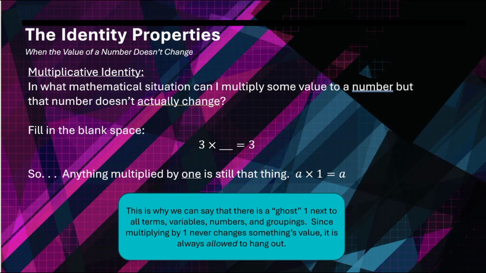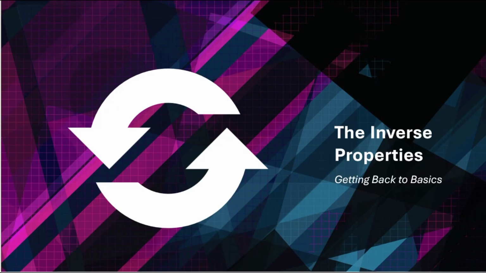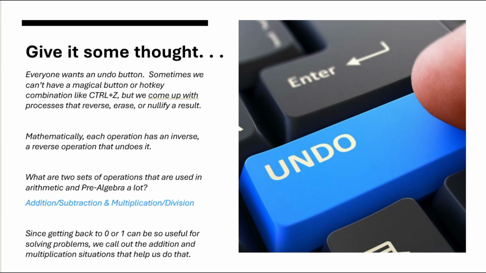All right, let's move on to the inverse properties, or what I call getting back to basics. So if the identity properties were all about maintaining the original value, the inverse properties are exercises in trying to get back to 0 or 1. All right. So again, let's think about this.